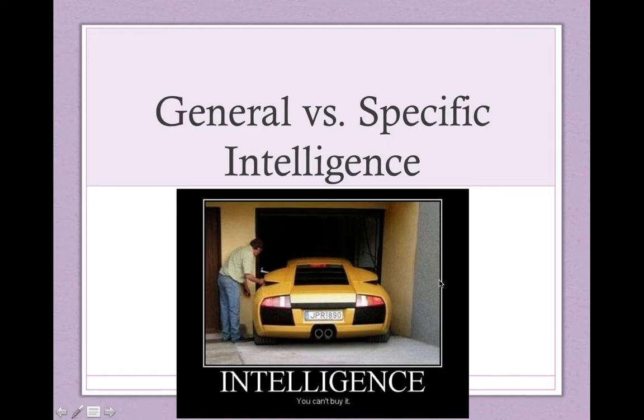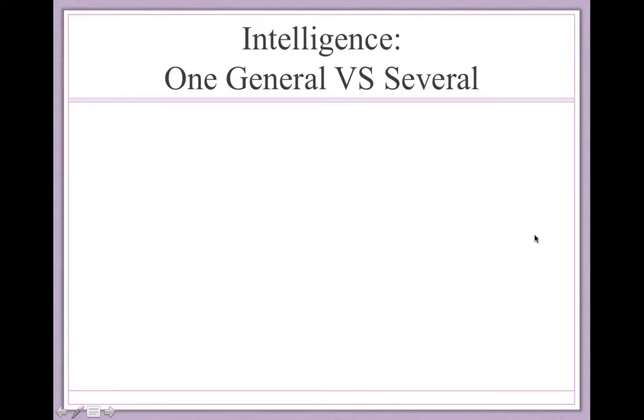All right, so now we're going to talk about the main theories of what intelligence is. And there are two types of theories out there. So intelligence might be general, or it might be specific types of intelligence. So let's start talking about what general intelligence is first.